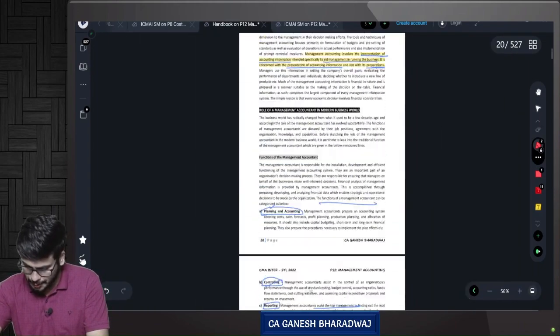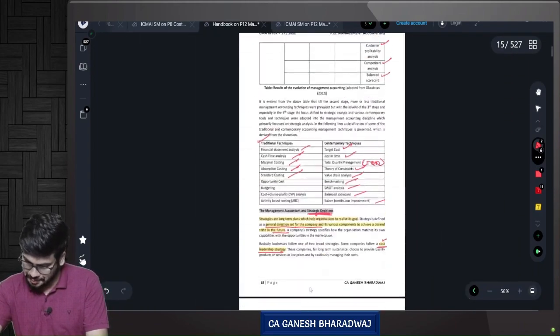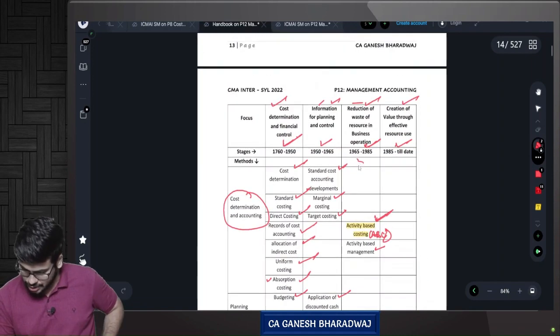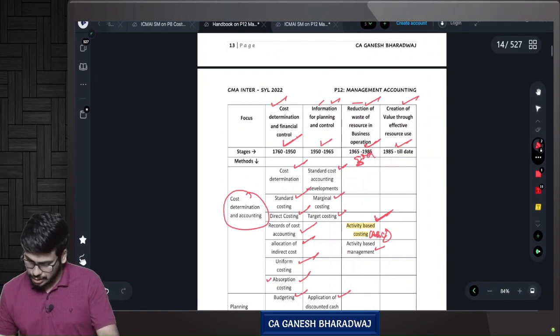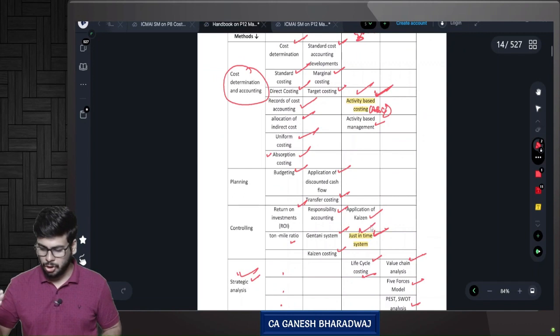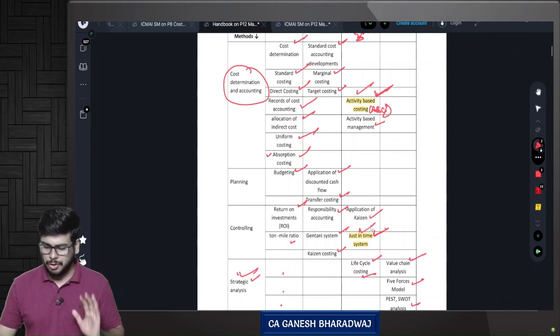I will show you here. So it is mentioned, look at this. In the third stage only, this is the third stage. During the third stage only, activity based costing and just in time came in. Correct or not? So using the tabular column, you can just answer it.